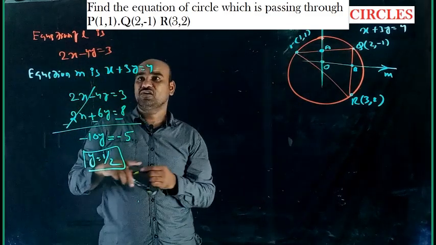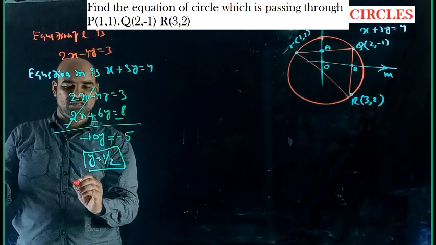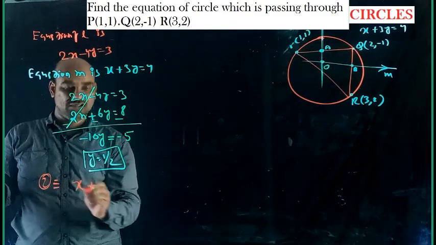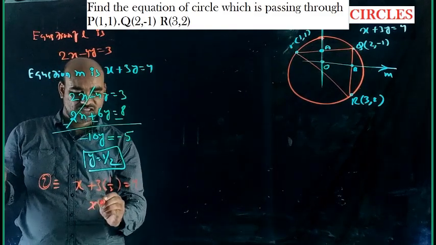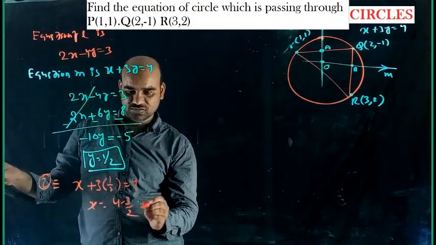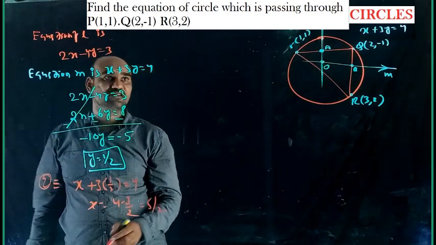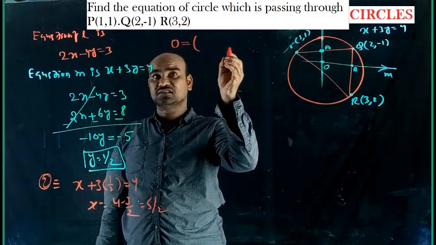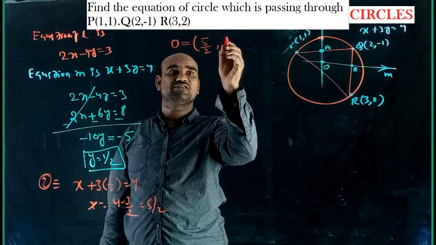Okay. Now we want to find x by using any one of the equations. I will use this equation, the easy one. x plus 3 times y, 1 by 2, equal to 4. x is equal to 4 minus 3 by 2, that is (8 minus 3) by 2, 5 by 2. So the center of the circle O, you now got as 5 by 2 comma 1 by 2.